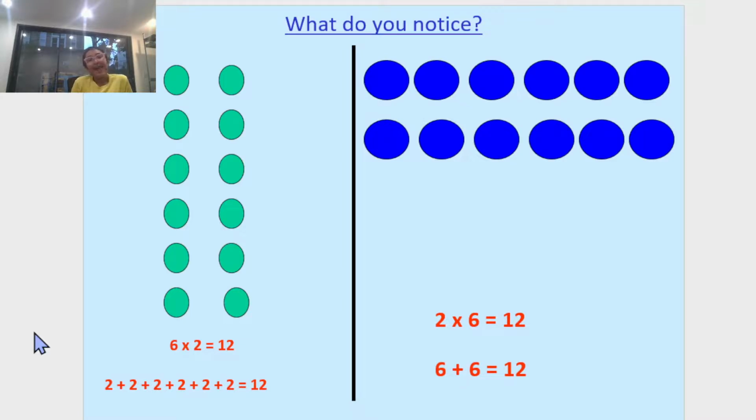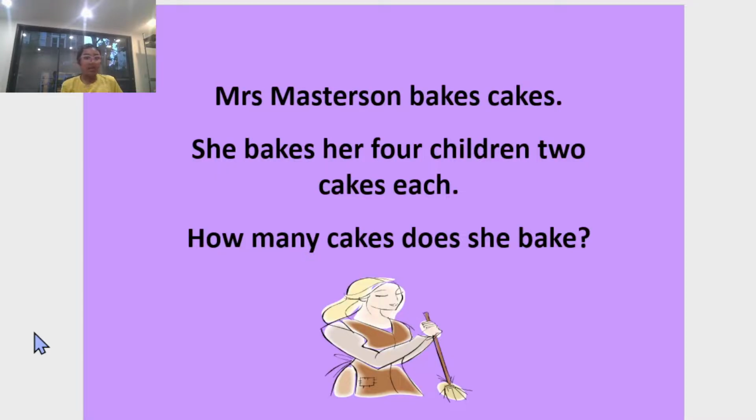That's the end of our counters part of the lesson, but now we are moving on to some word problems. Mrs. Masterson bakes cakes. Oh, that's kind of her. She bakes her 4 children 2 cakes each. How many cakes does she bake? Now, counting on your fingers, she bakes 4 children 2 cakes each. So that means you would have to do 2 plus 2 plus 2 plus 2. In other words, 4 plus 4. Or in other words, 4 times 2. Or 2 times 4.